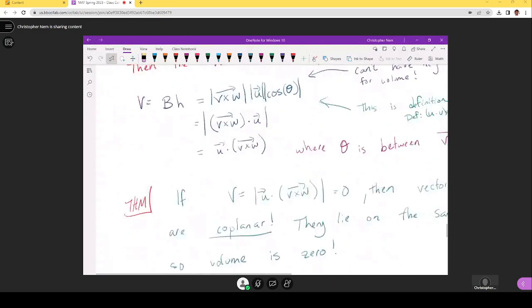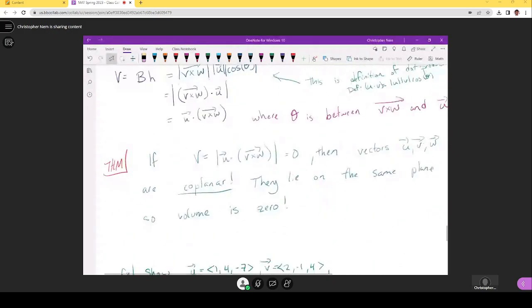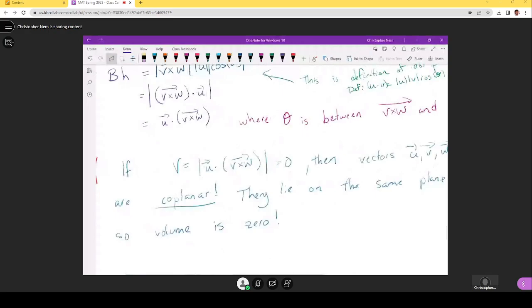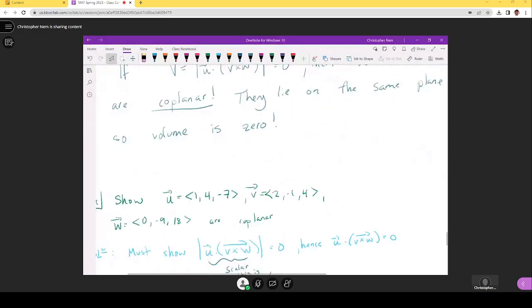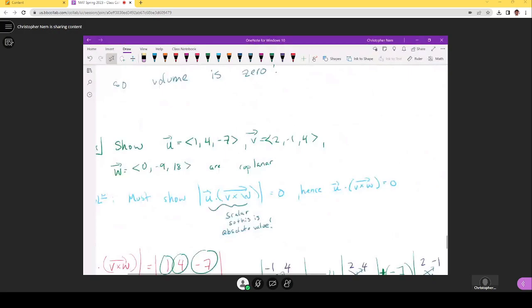Well, another thing we need to know is, hey, what happens if my volume is 0 for that parallelepiped? Well, that means they all lie on the same plane because there is no volume. There is no height in that particular case. So they must be coplanar. They all lie on the same plane if the volume is 0, the scalar 0. So an example here is show U, V, and W are coplanar.